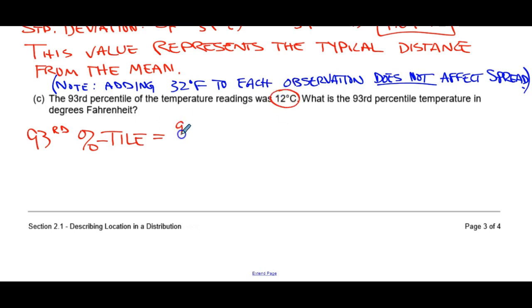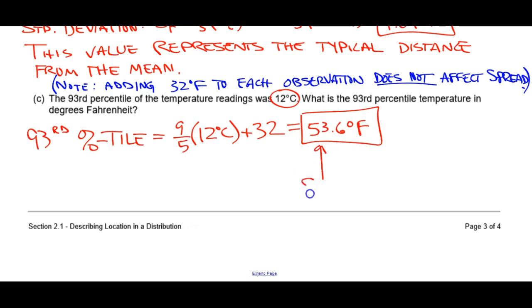So, 12 degrees centigrade converted to Fahrenheit is equal to 53.6 degrees. And folks, that's a straight conversion. By transforming from Celsius to Fahrenheit, we do not affect the observation's position in the distribution.